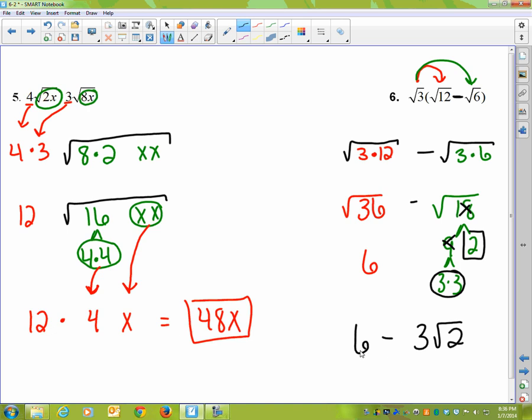You can't subtract 6 minus 3. These are two separate terms, and they're not like terms. You can only subtract radicals when they're exactly the same.